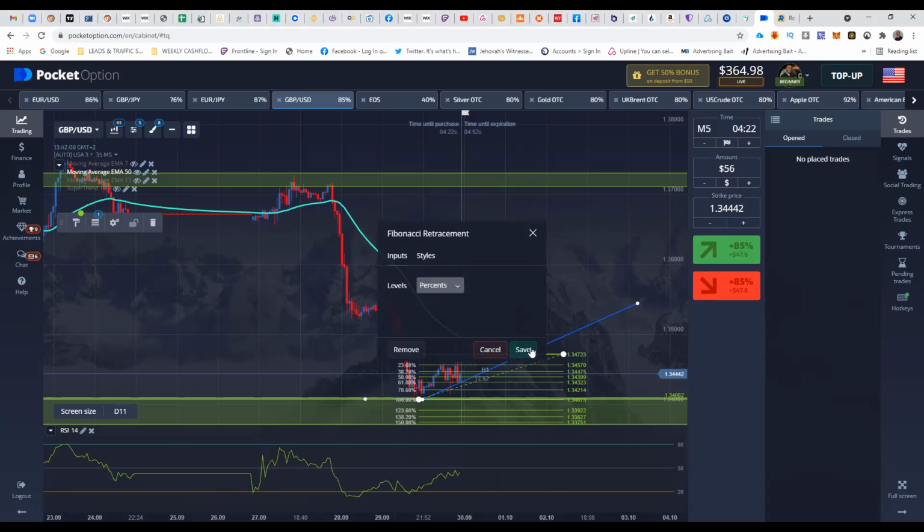Now, we see that price did respect the 50% here, 50% 81 here.